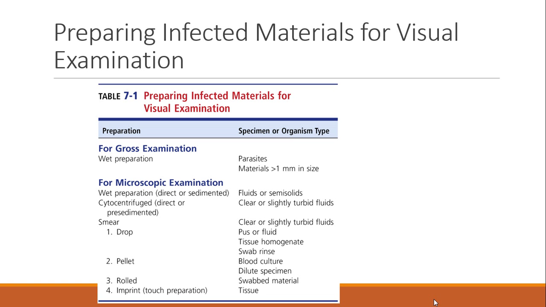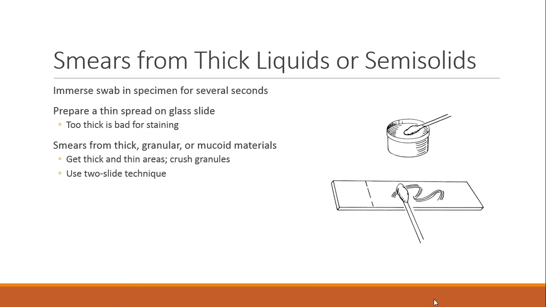The one thing about drops and pellets, you don't want to make them very thick because they can rinse off very easily during your gram staining. So you want to be sure to make them thin preps. For tissue, you would do a touch prep, a gentle touch of the tissue on the top of the slide. For smears from thick liquids or semi-solids, you want to immerse the swab in the specimen for several seconds and then prepare a thin spread on the slide.